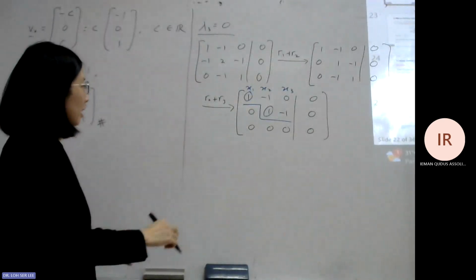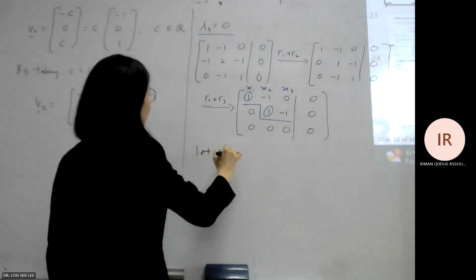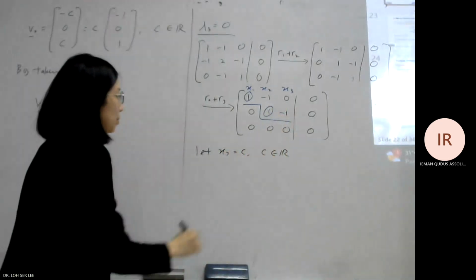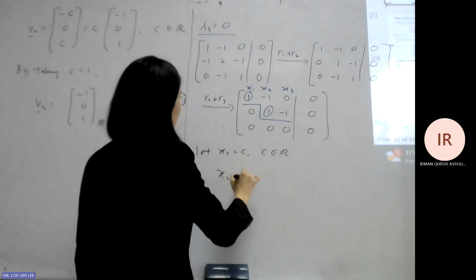Okay, X3 is 3. X3 is 3. Backwards substitution.